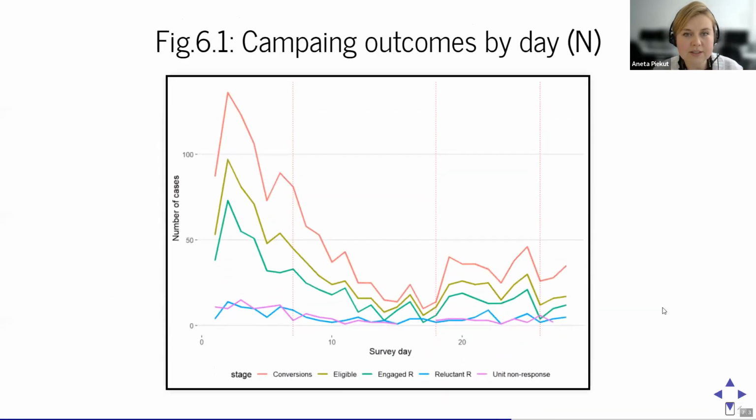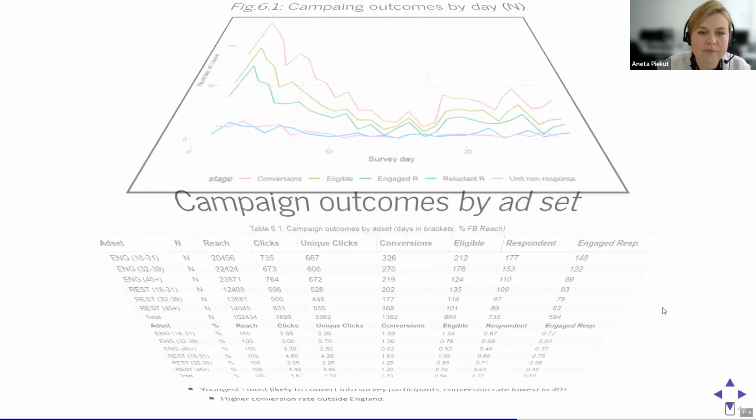When we look at the statistics by the number of these different kinds of respondents, the red line represents the conversions, people who clicked and gave us consent to take part in the research. Then we have different kinds of participants. It's hard to see the pattern now. We just see that the campaign was sort of fading, especially in these first two phases, and picked up a little bit again. So I created another table.